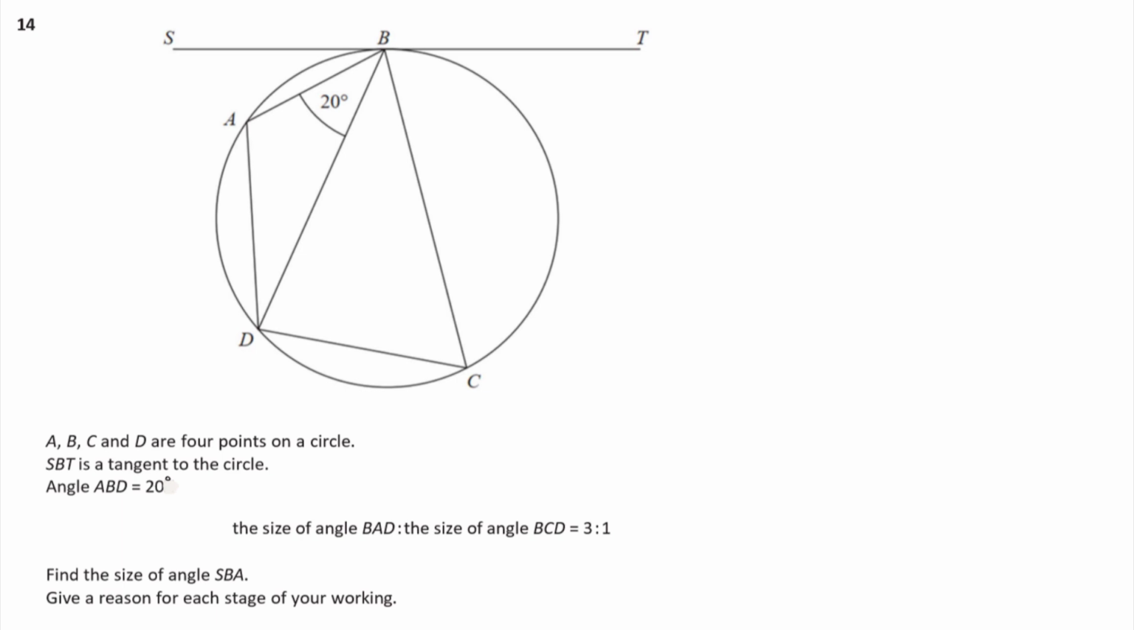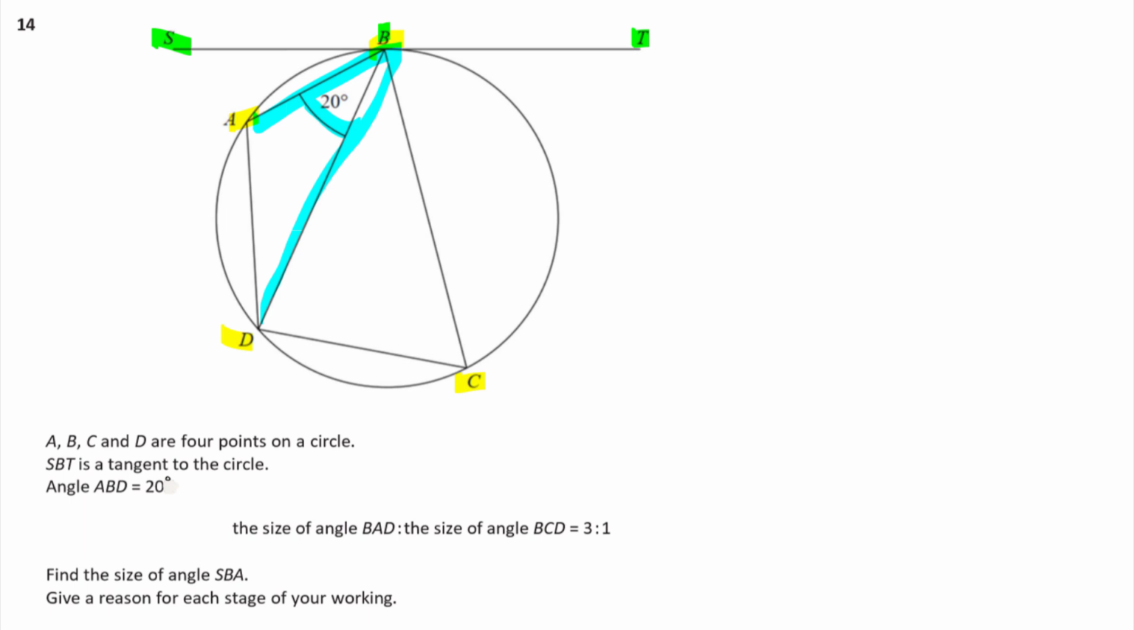Okay, now quite a lot of information written below the diagram. I do like to just go through and double check that everything in the text is on the diagram. So let's just go through that line by line. A, B, C, D are 4 points on the circle. A, B, C, D, there they are. SBT is a tangent to the circle. Yes, it is. Angle ABD is 20 degrees. That's there, yes.